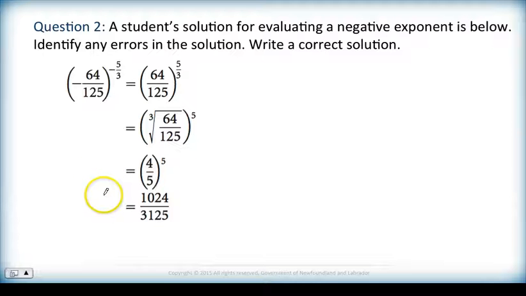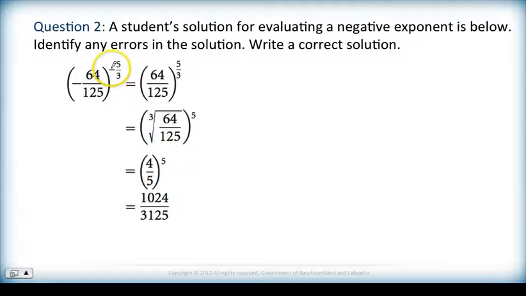Next, question 2. A student's solution for evaluating a negative exponent is below. Identify any errors in the solution, then we're going to have to write the correct solution. So this is our question right here, negative 64 divided by 125, being raised to a negative 5/3.